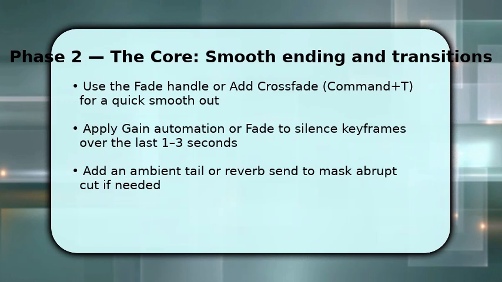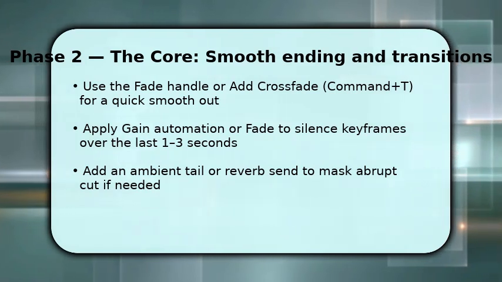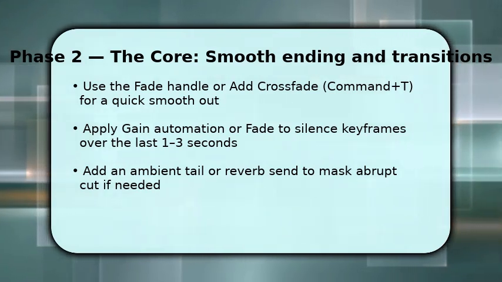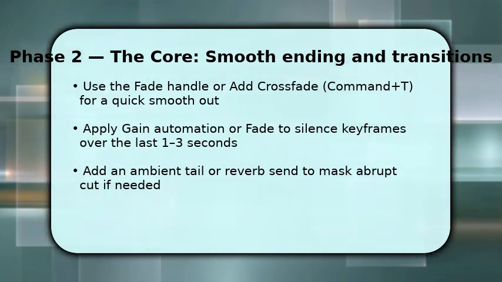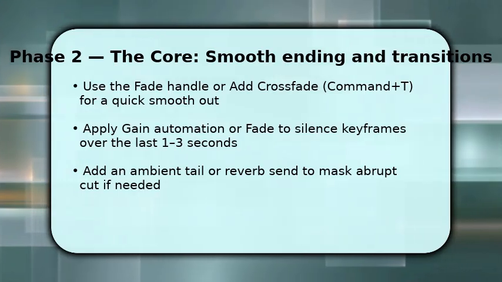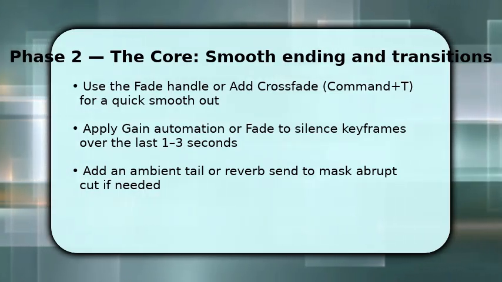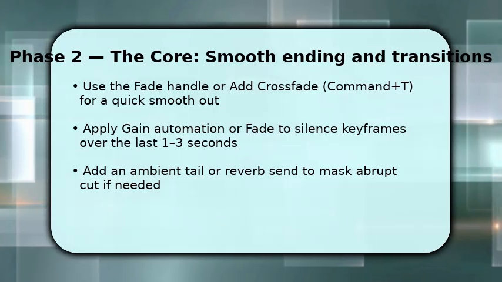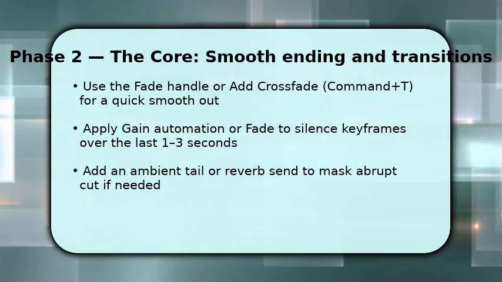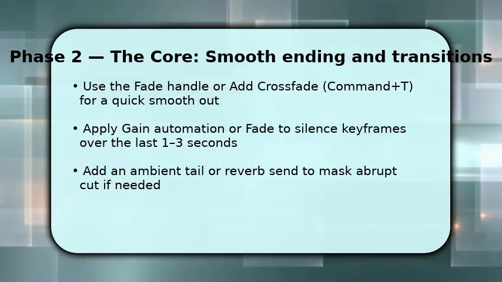Now focus on how the ending feels. Use the clip's built-in fade handle to drag a smooth fade or add a crossfade transition to the cut for instant polish. If you prefer control, use the audio animation to add keyframes for volume and bring it down over 1 to 3 seconds. This prevents pops.